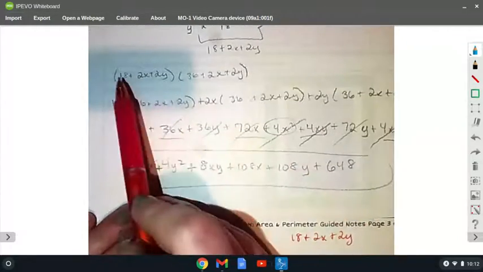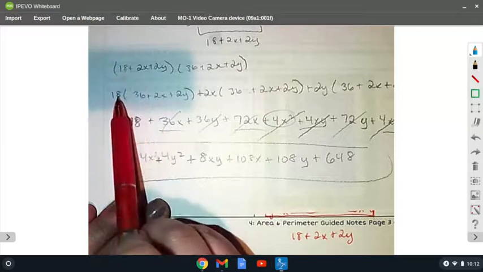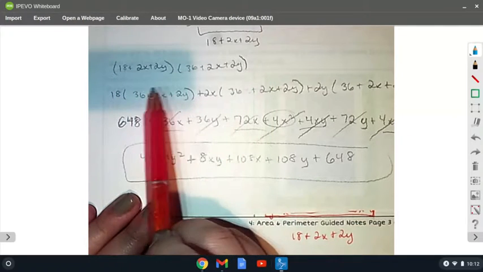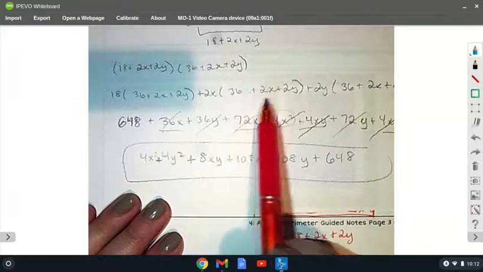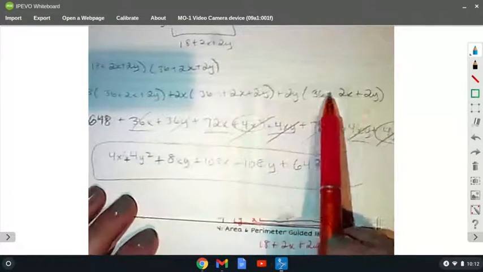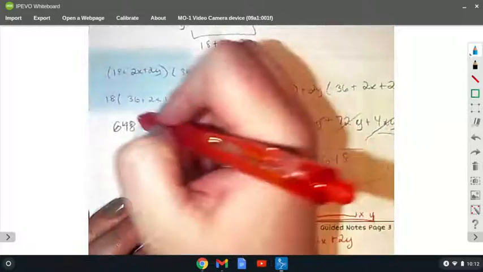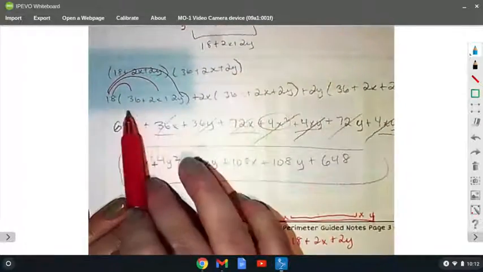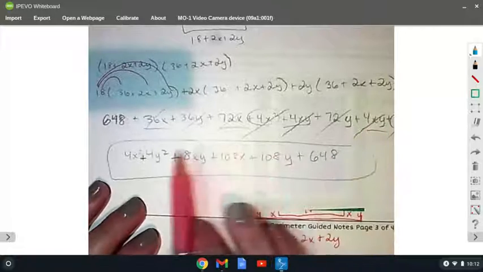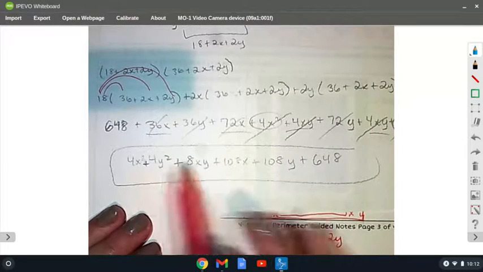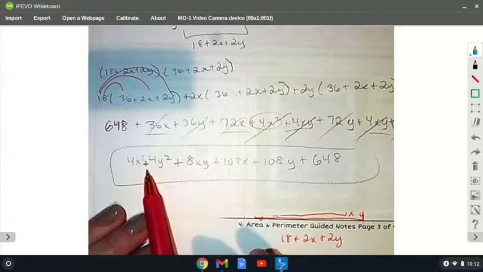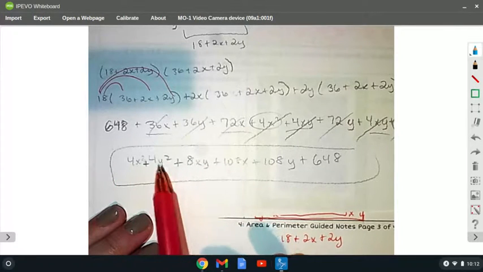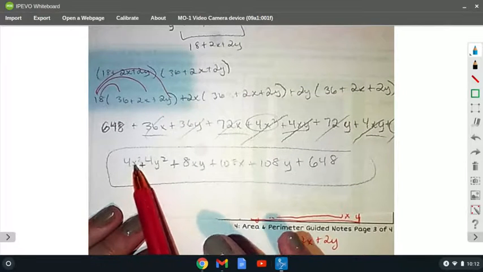So I'll just kind of show you how I started to distribute this. So here's what I had. I took the 18 first, multiplied it by that whole second trinomial. Then I took the 2x, multiplied it by that whole second trinomial. And then I took the 2y, multiplied it by that whole second trinomial. As you can see, this was a lot of distribution, okay? And my final answer ended up with values of x squared, y squared, xy. So anything that was xy, I combined. The x squared and y squared, I could not combine anything.